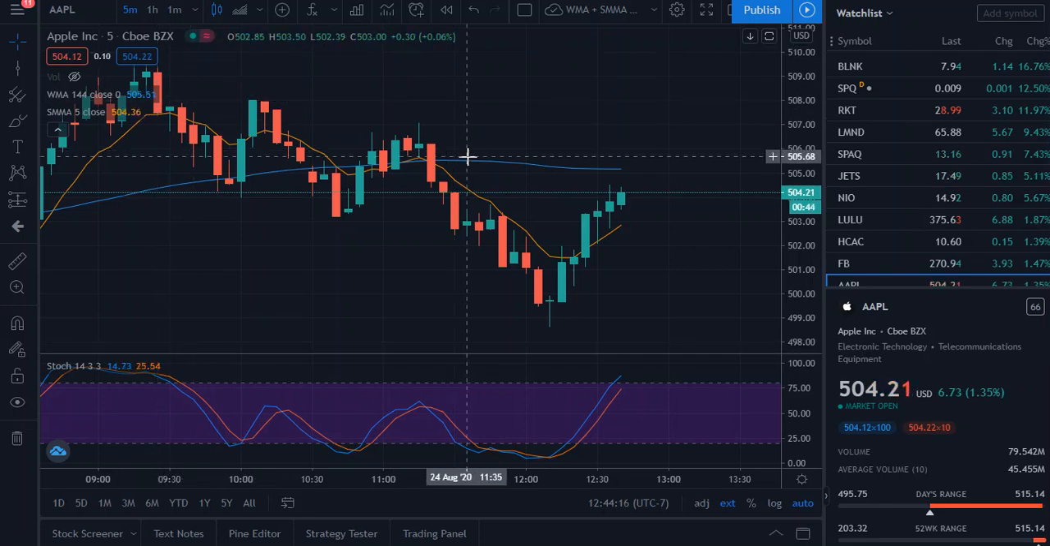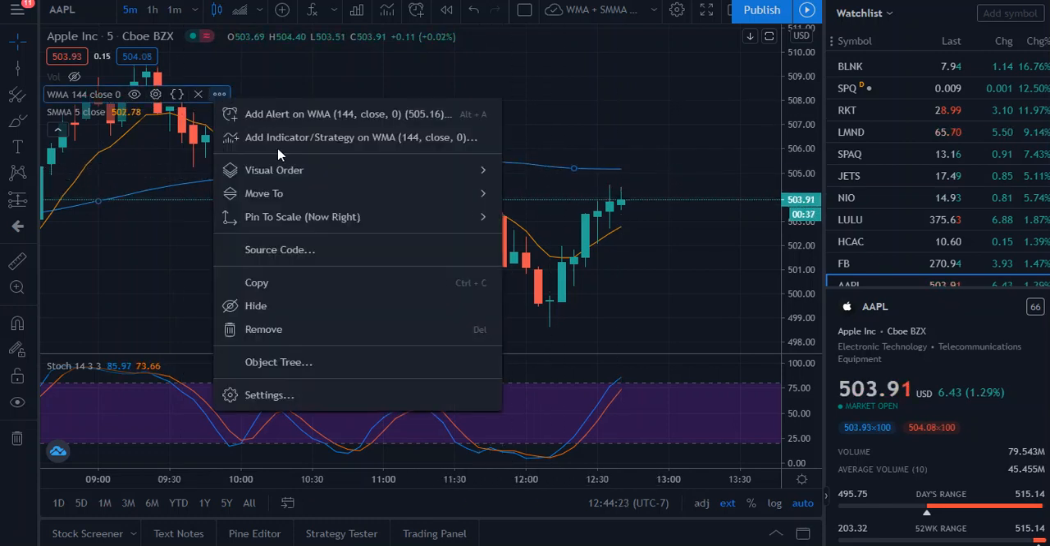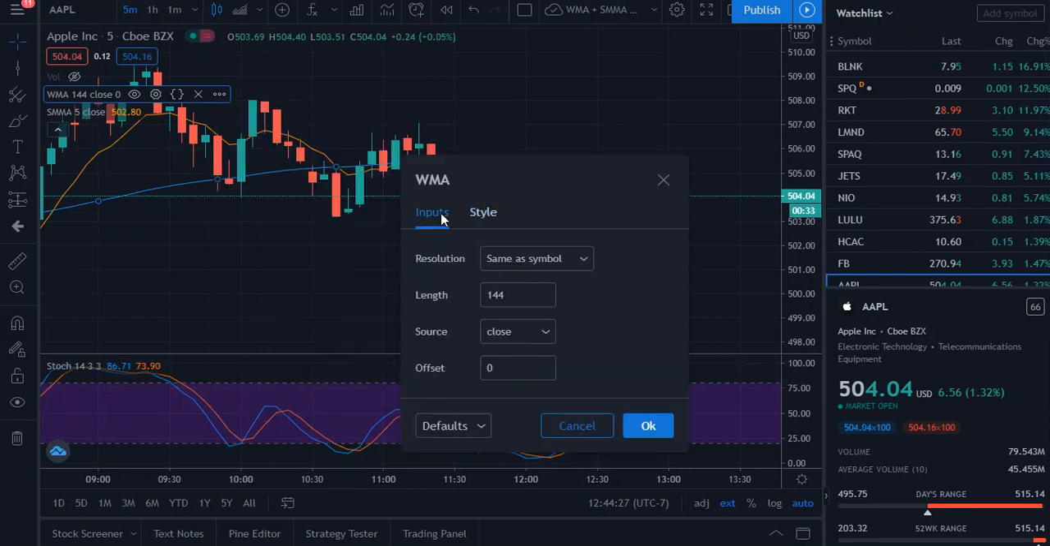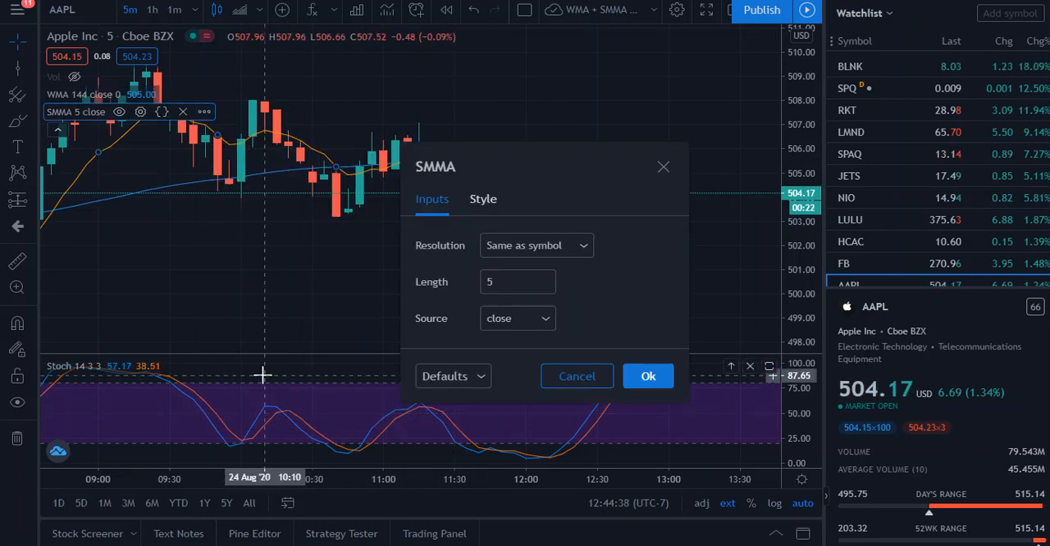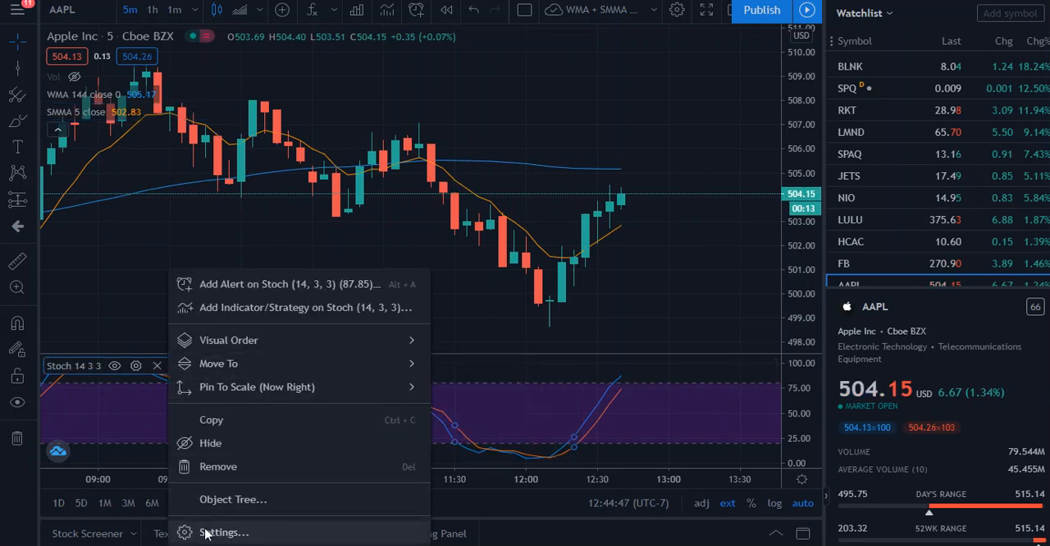So the first indicator that I utilize is the weighted moving average, which is represented by this blue line here. And these are the settings that I utilize specifically. So if you want to go ahead and just pause the video and write this down, that way you can utilize it later. The second one is the smooth moving average, and here are my settings. And then the third indicator is the statistics, and you can utilize these settings here.